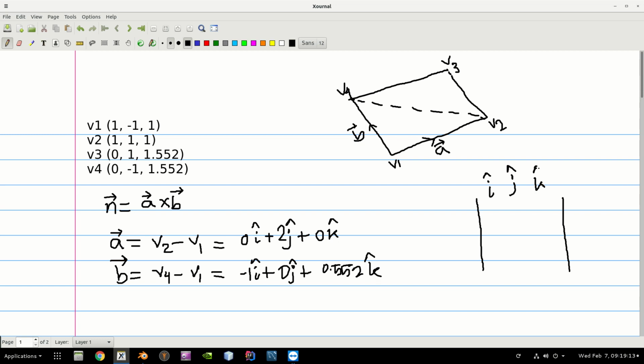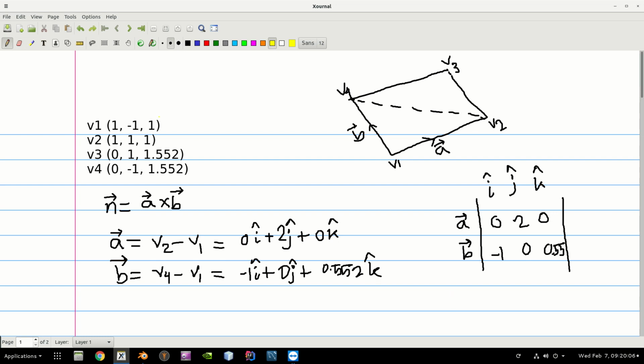Determinants look like matrices because they're organized in this fashion. Now we're going to write these two vectors. This vector is 0, 2, 0, and here we've got minus 1, 0, and 0.552. So how do we carry out the determinant operation? First of all, when we write this in a vector format, what we need to find out are the components for I, j, and k.